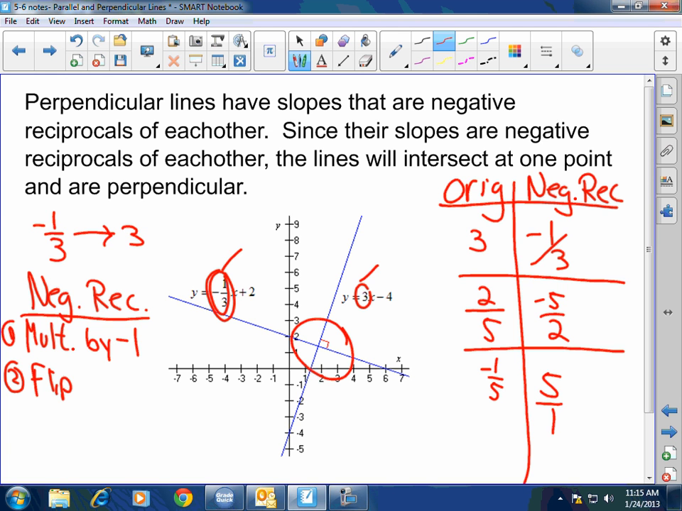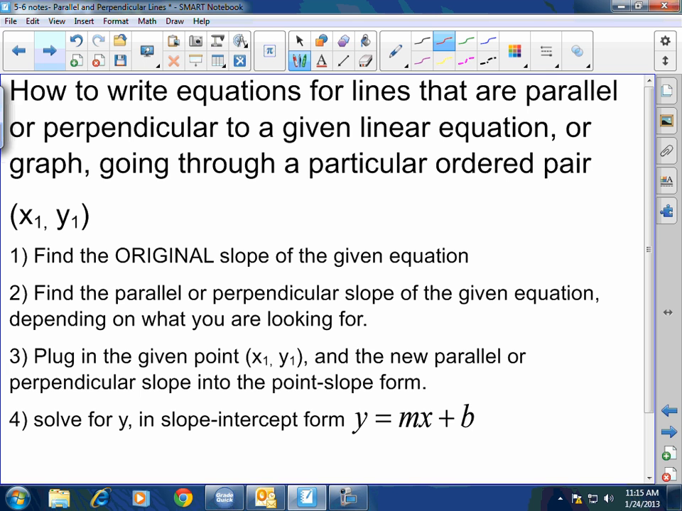Okay? Now, the rules. How to write equations for lines that are parallel or perpendicular to a given linear equation or graph going through a particular ordered pair x1, y1. These are the rules you're going to use regardless of whether they're asking you for parallel or perpendicular. Step 1. Find the original slope of the given equation. Whether you have to look at a graph and count your rise over run, or they already give it to you in slope-intercept form, or they give you 2 points, you're going to have to find the original slope.